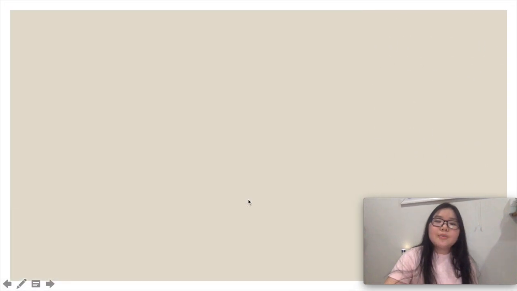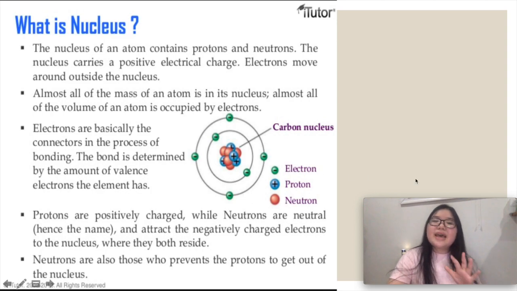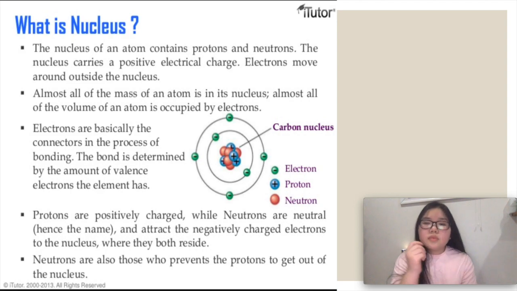So let's move on. The next thing you will ask me is, what is the nucleus? The nucleus, as you see in this image here, is located in the middle of an atom. The electron orbits around it, and the nucleus contains the proton and neutron. It also has a positive charge, because only the proton has a positive charge and the neutron has no charge. So the nucleus will have a positive charge, right?